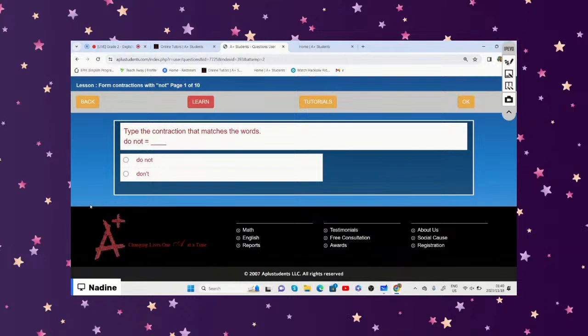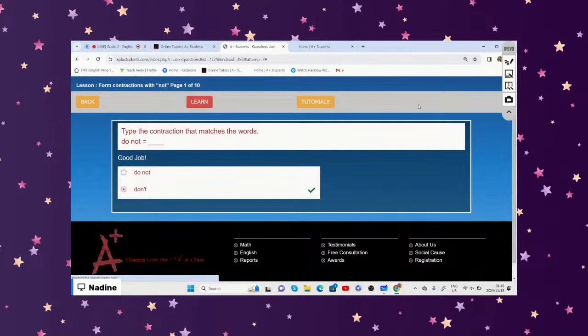All right, so if we type or find our contraction, then we will say it is don't, right? So don't is do not. We brought down our verb, D-O, and the N-O-T, the not, we remove the O and we put the apostrophe in its place, right? So don't. And don't is our contraction.